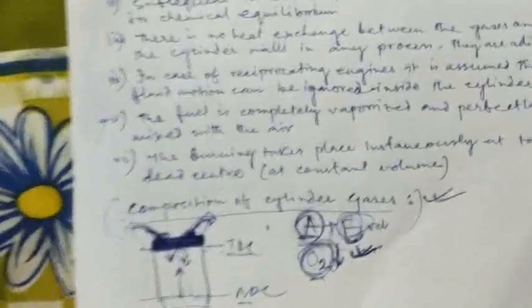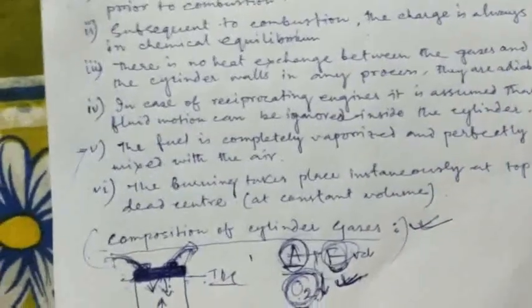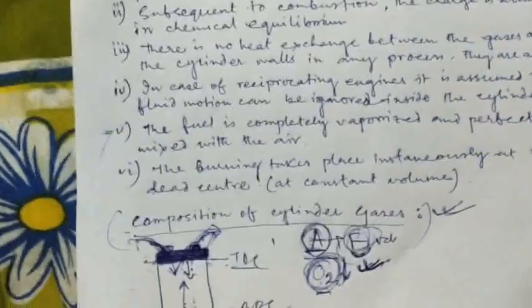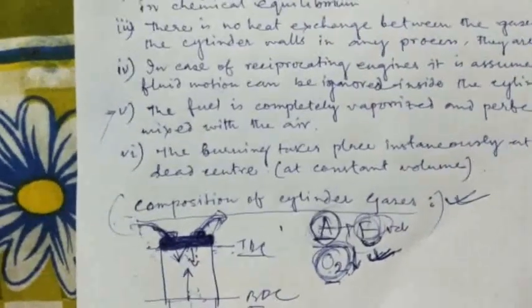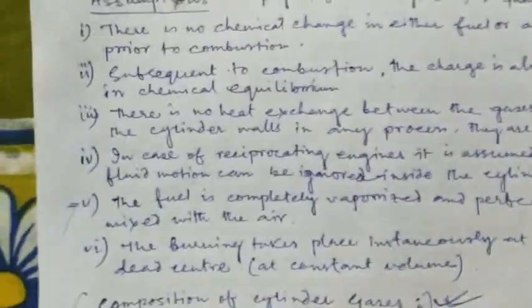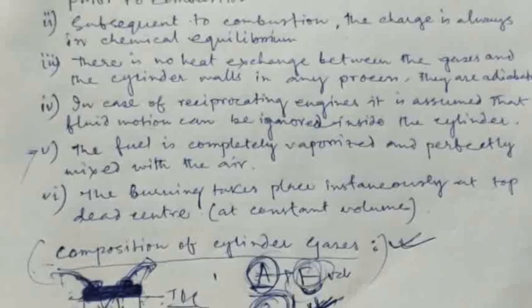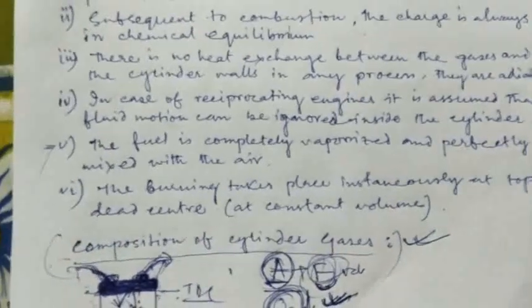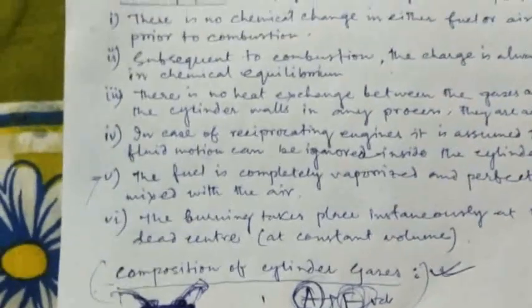Number five, the fuel introduced with the air is completely vaporized and perfectly mixed with the air. What does it mean? That means a homogeneous mixture will be created of the fuel vapor and air. Number six, the burning takes place instantaneously at top dead center, or at constant volume, for the Otto cycle or SI engine. This assumption is only for the Otto cycle.